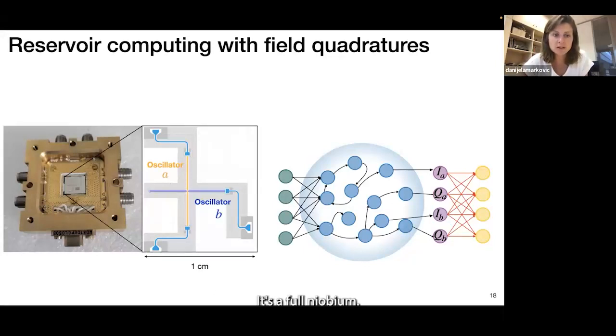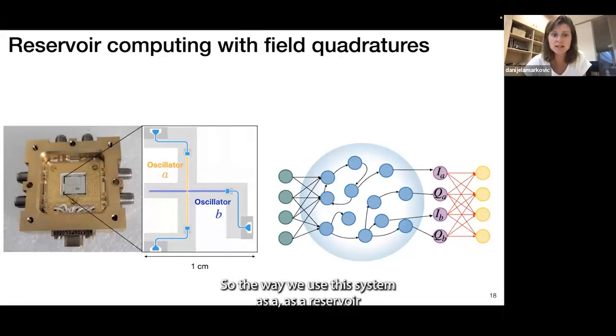It's a full niobium. So niobium is a superconductor at 1 Kelvin. And then in the middle, there are two oscillators. You see the shape of a cross. So the vertical one is one oscillator, we call it A. The horizontal is oscillator B. And in the middle, we have inserted 4 Josephson junctions, a ring of Josephson junctions.